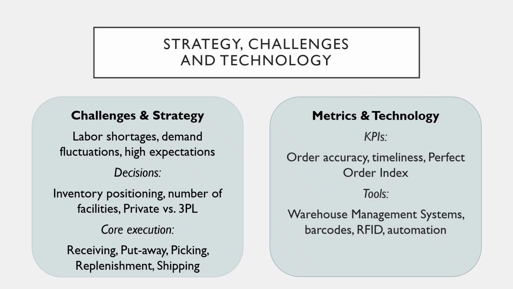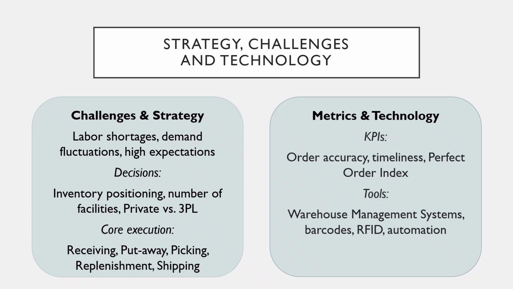Distribution strategy also has to adapt to real-world challenges. Challenges like labor shortages, demand swings, and rising customer expectations. Companies make big choices about where to hold inventory, how many facilities to run, and whether to use private warehouses or 3PL providers. Inside the facility, execution focuses on 5 steps: receiving, put away, picking, replenishment, and shipping.